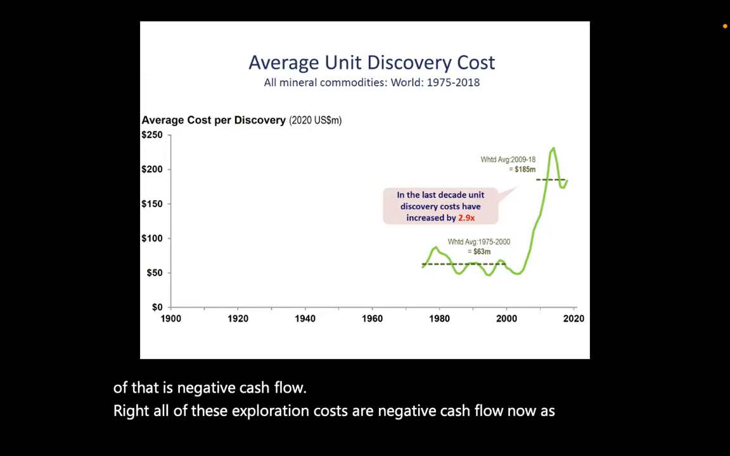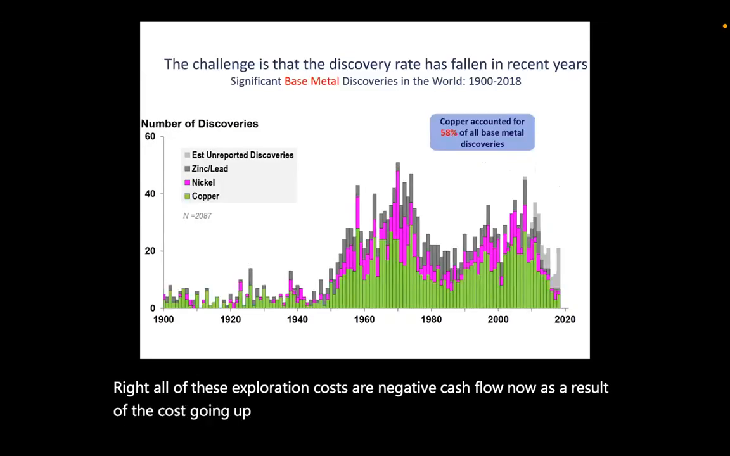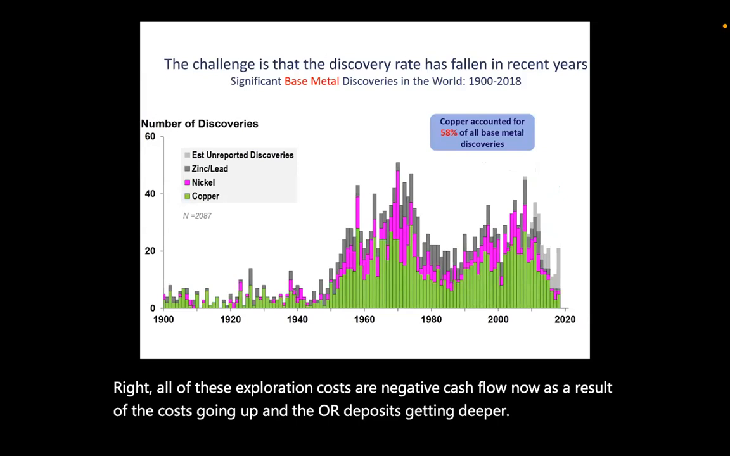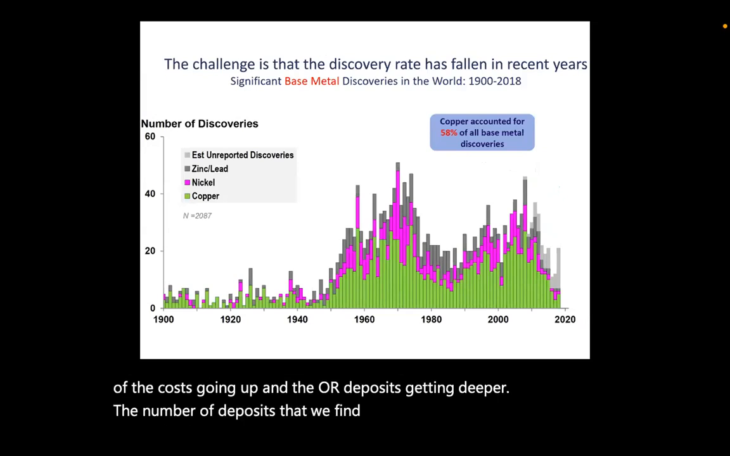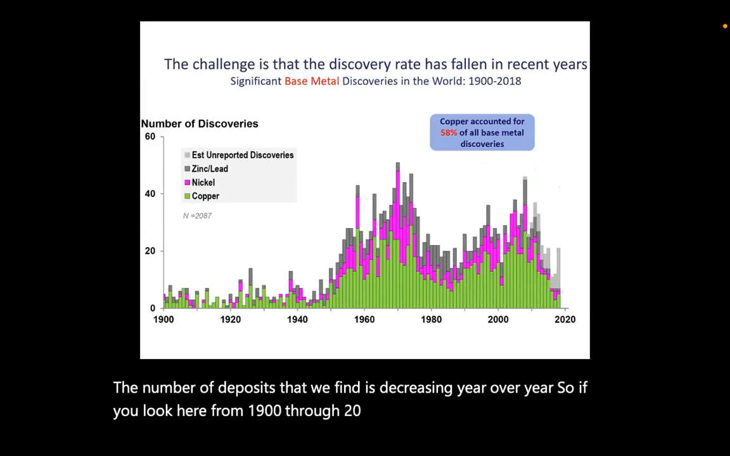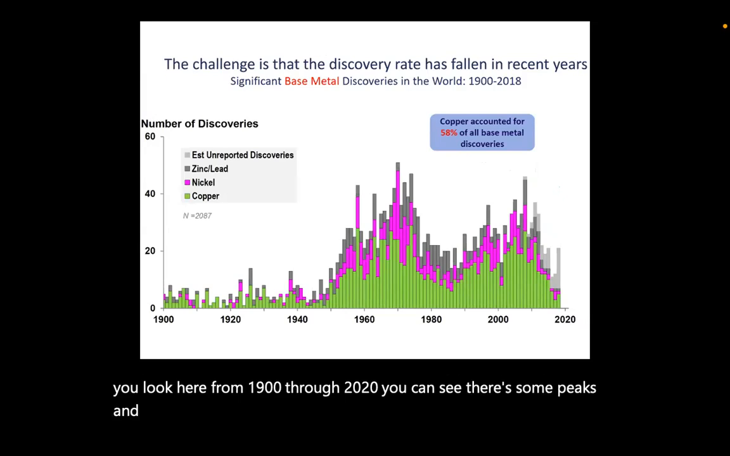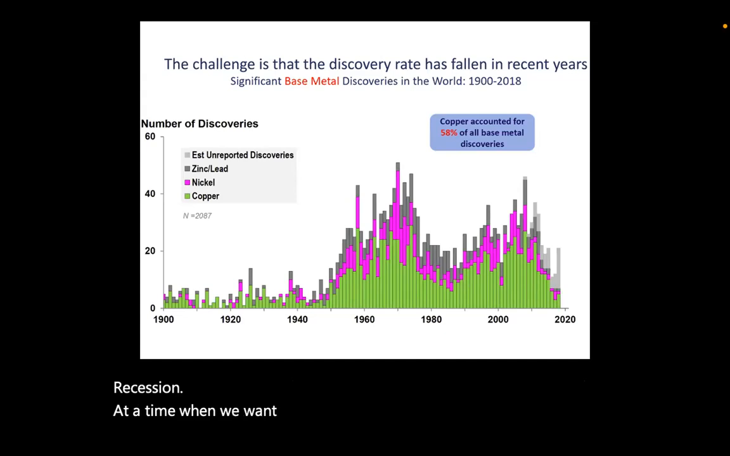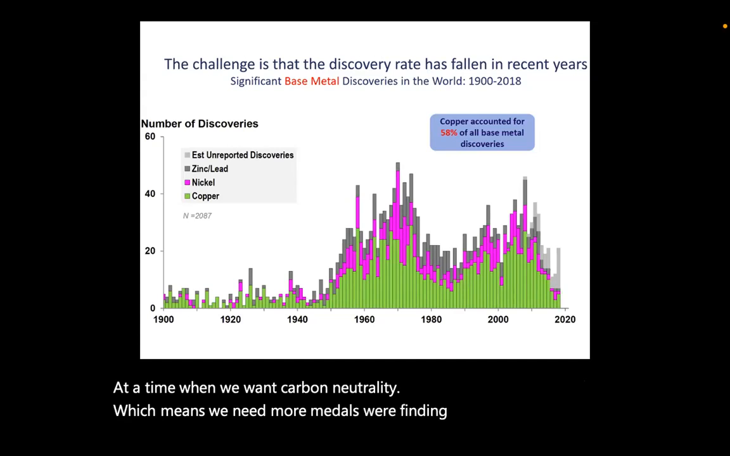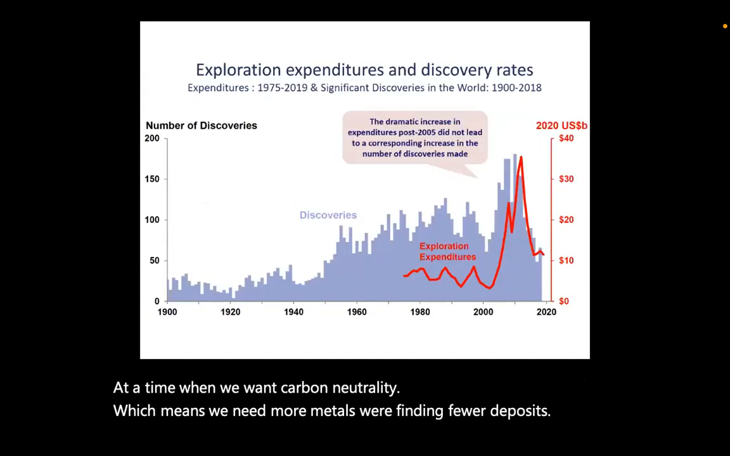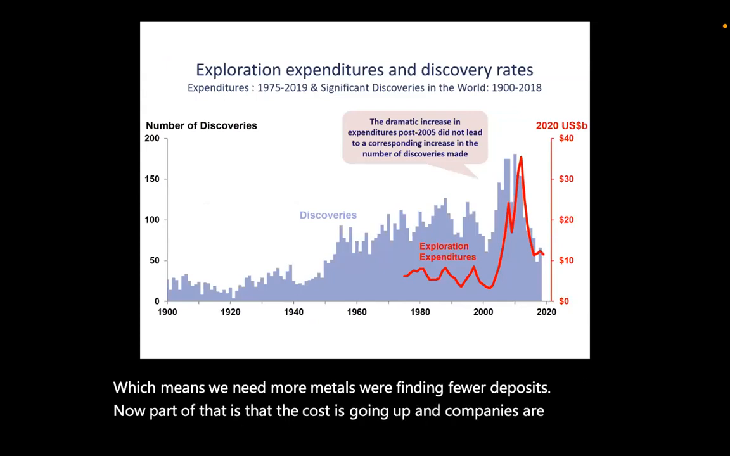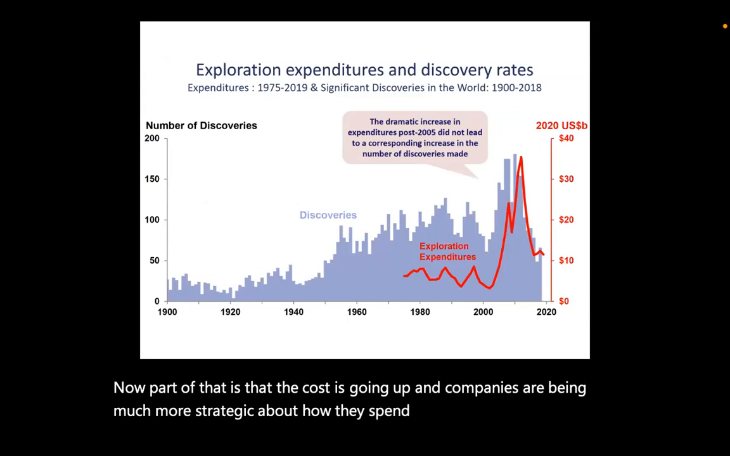All of these exploration costs are negative cash flow. Now, as a result of the cost going up and the ore deposits getting deeper, the number of deposits that we find is decreasing year over year. If you look here from 1900 through 2020, you can see there are some peaks and valleys. But what's critical here is this time period since the last Great Recession. At a time when we want carbon neutrality, which means we need more metals, we're finding fewer deposits. Part of that is that the cost is going up and companies are being much more strategic about how they spend their money.